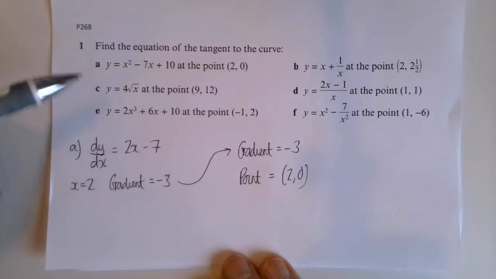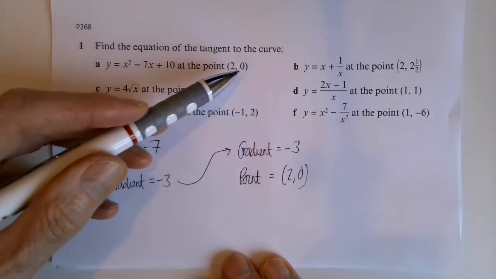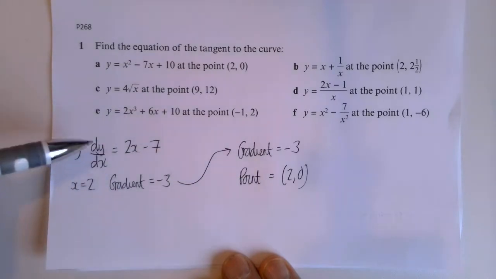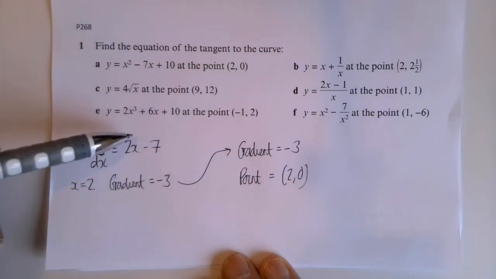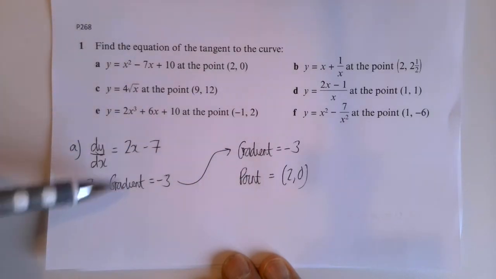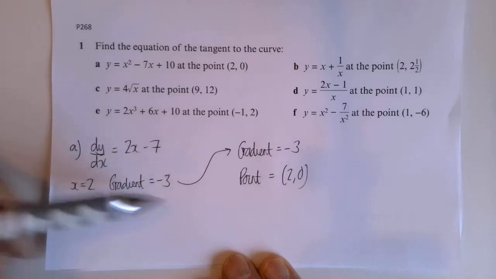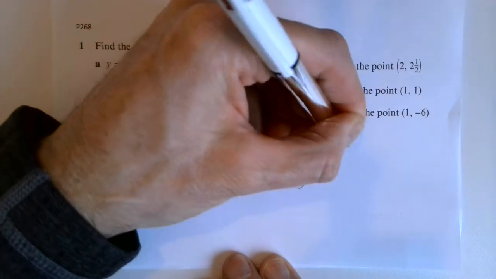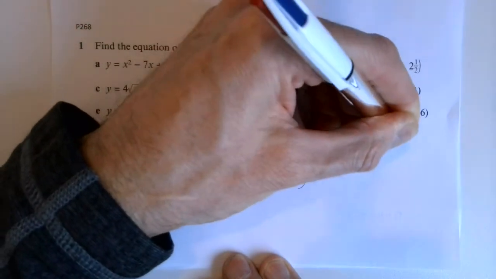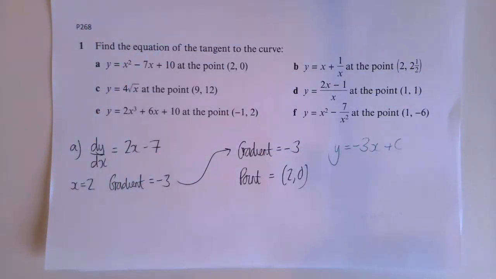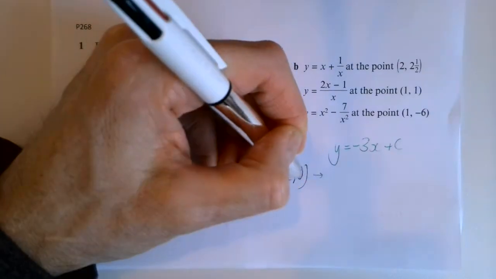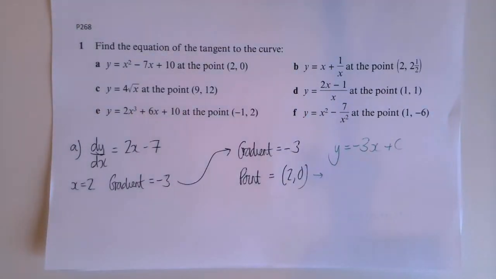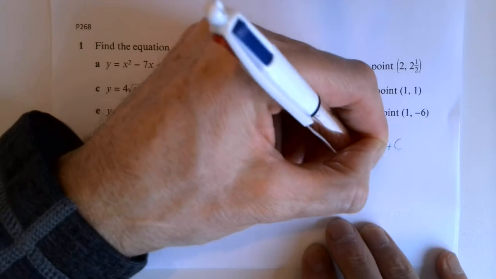So for A, I'm looking for a gradient and a point. I've got a point, (2, 0). To work out the gradient, I differentiate 2x minus 7, make x equal to 2. 4, take away 7 is minus 3, so that's my gradient. So now I'm just off to the races with my method. So that's what it's going to look like. Substitute those values in. Nice and easy when y is 0.